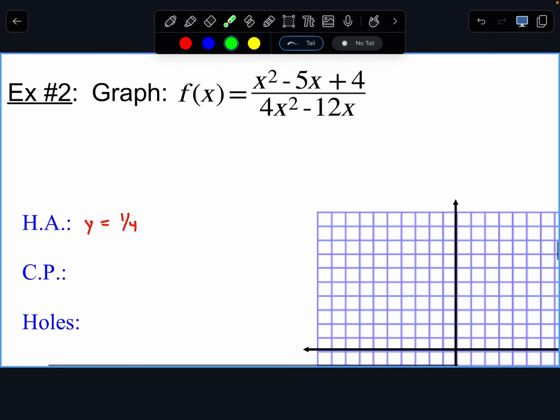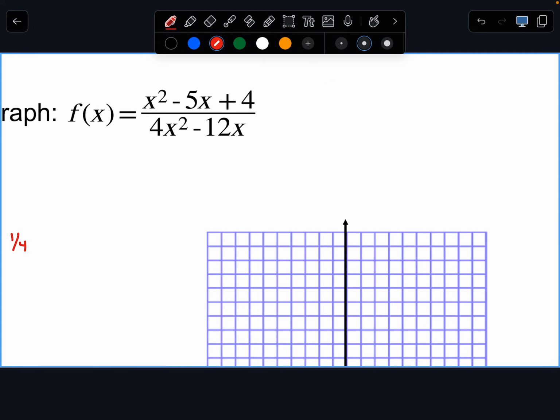Hole in the graph. In order to find any of the holes or vertical asymptotes, we need to factor. So let's factor this. We have x minus 4 and x minus 1. And then in the denominator, factor out a 4x, the greatest common factor. We'll be left with x minus 3, which means x cannot equal, turns out, the exact same values as problem number 6 that we just did on the assignment. 0 and 3.